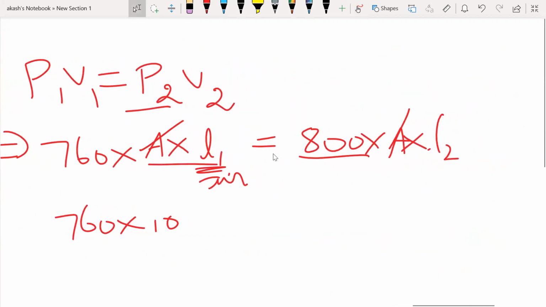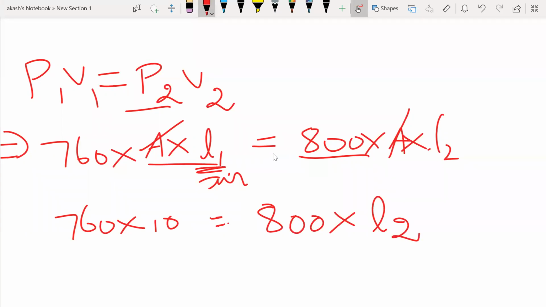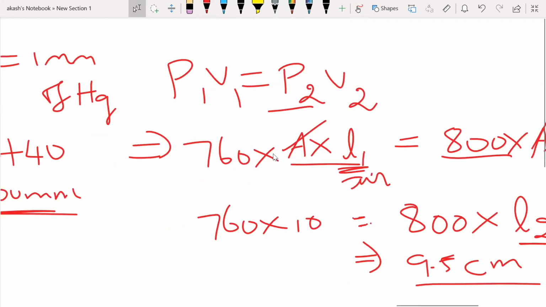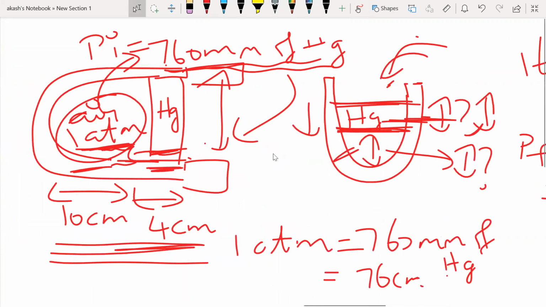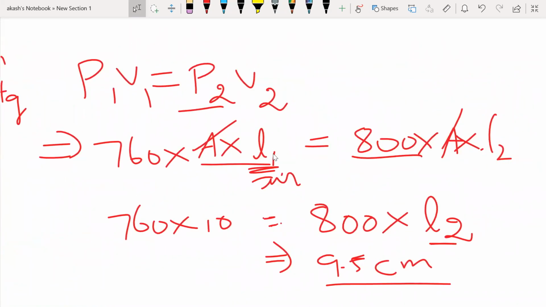which is equal to the final pressure I know, which is 800, into the length which I have to find now. That's it, and that is the answer. They are asking you what is the length of the air column when I tilt it. That's what I can easily find out, and you will find the answer to be 9.5 centimeter. Obviously, you expect the length of the air column to decrease, because there's extra pressure coming. So initially it was 10, now it would have become 9.5 centimeter.